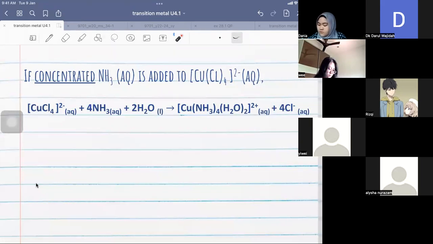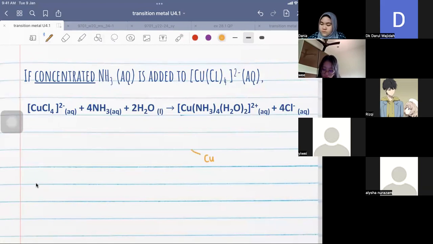So what happens if I add ammonia? Will there be any changes? As a matter of fact, yes, because ammonia can replace the chloride ion. You can see it as ammonia kicking out the chloride ion, but only four ammonia can kick out the chloride ions. And you may ask, why do I need water? Because ammonia is of the same size as water, so its coordination number should be six. However, for copper, only four molecules of ammonia can arrange themselves around the metal center.